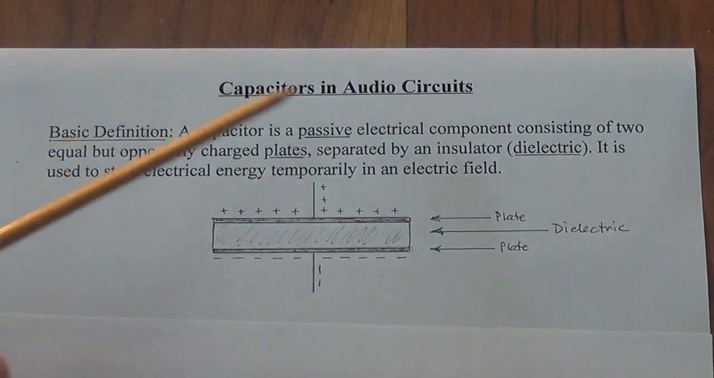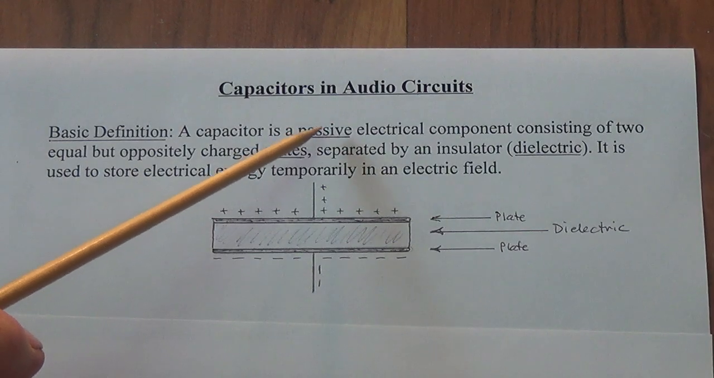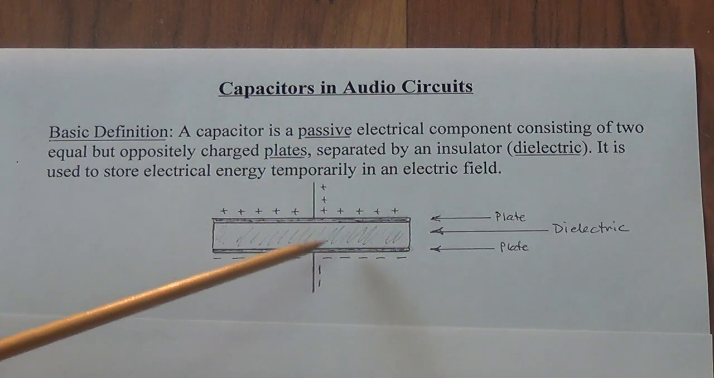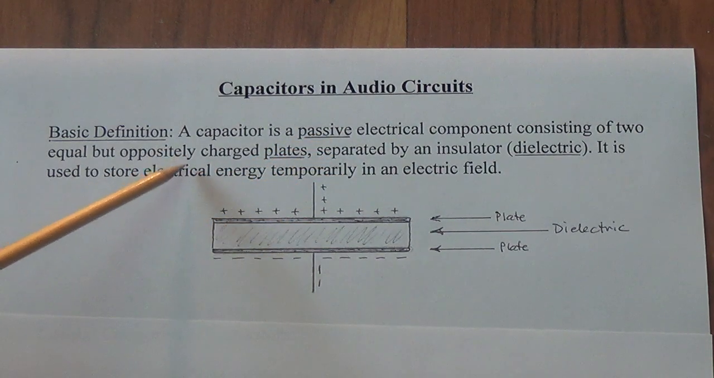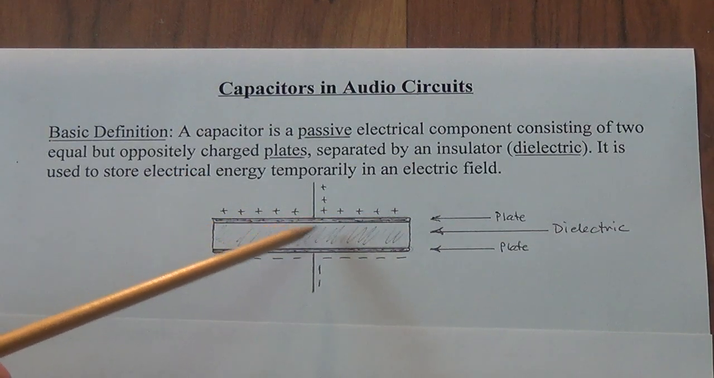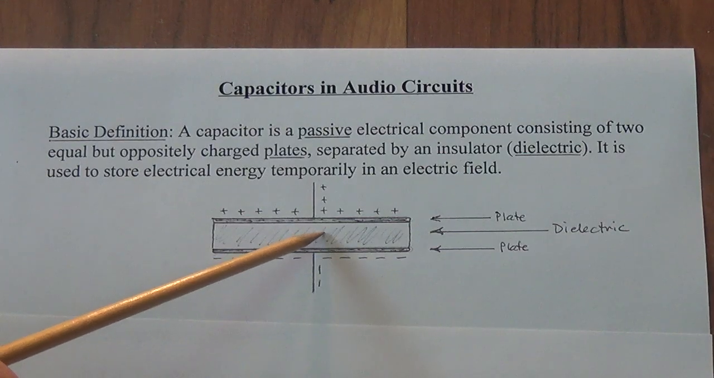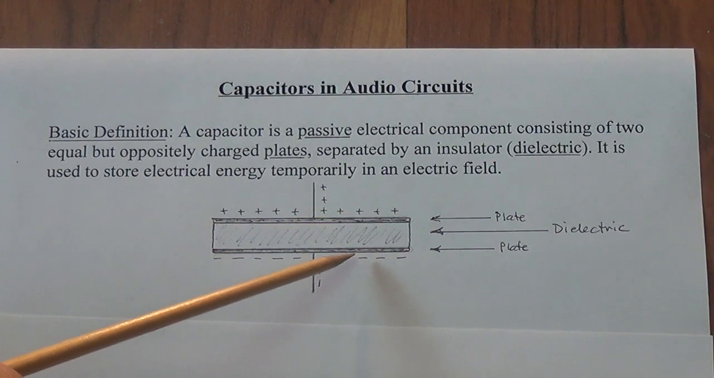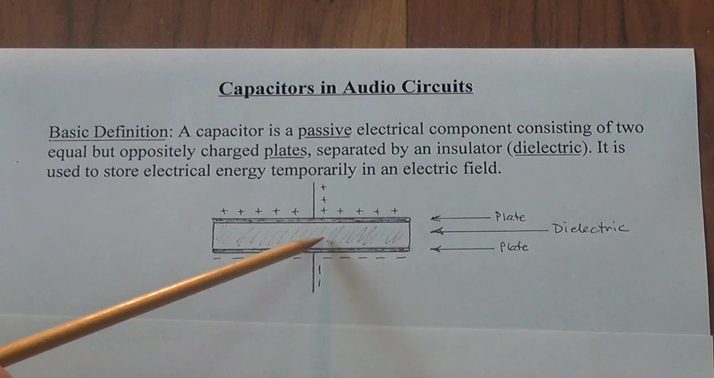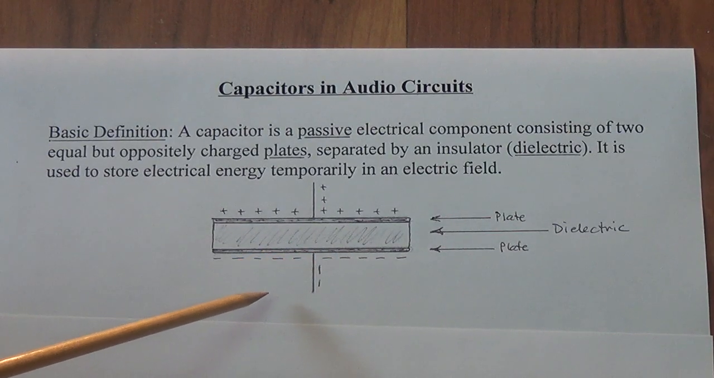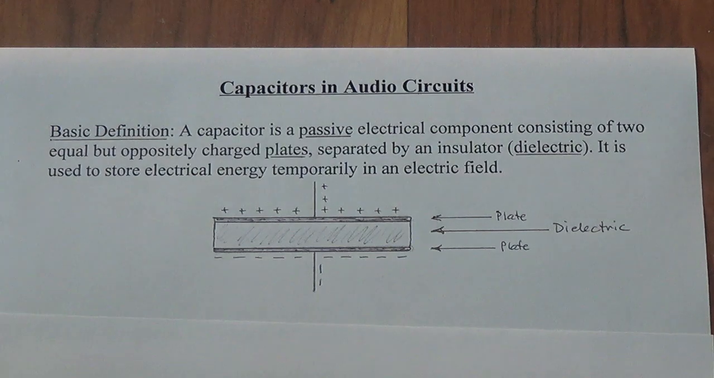First, let's get the basics out of the way. A capacitor is a passive electrical component. By that we mean it doesn't generate or produce anything. It simply alters the passage of electricity through it. There are 2 equal size or surface area plates that are separated by an insulator called a dielectric. As we will see, these plates will develop an equal and opposite charge. These are used to store electrical energy temporarily in an electrical field. We'll see that they have various very specific functions within audio circuits.